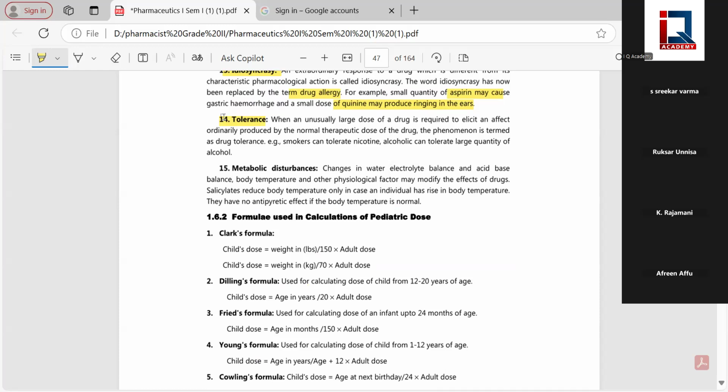tachyphylaxis. In tachyphylaxis, what is happening? Your receptors are being blocked. Why are receptors blocked? Because you are giving the same kind of drug continuously at small intervals of time, and that is going to block the receptors. It's also called acute drug tolerance. Please note it down, it's not given in the textbook here. So tachyphylaxis, or acute drug tolerance.